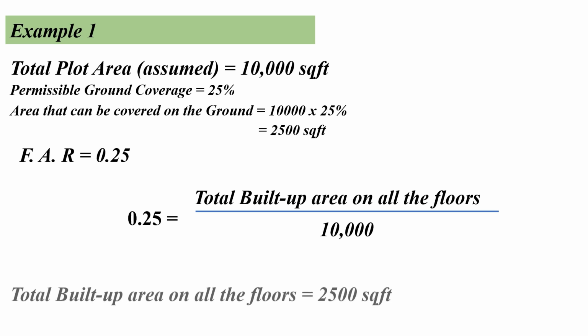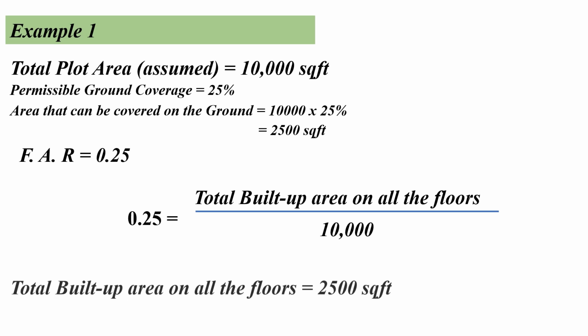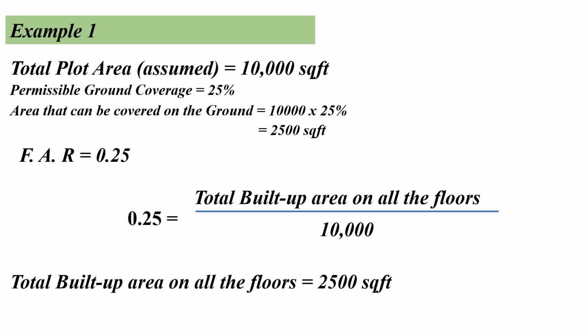Let's put the values in the formula and we have total built up area on all the floors equal to 2,500 square feet, which is the same as the ground coverage. It means in this case we can just have one floor.